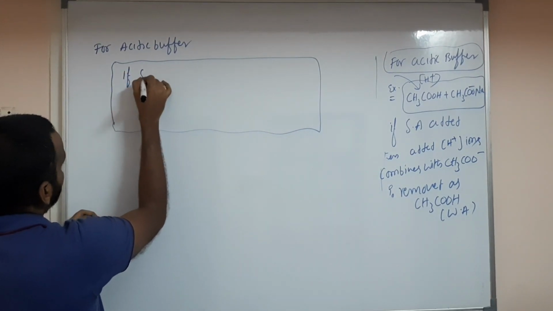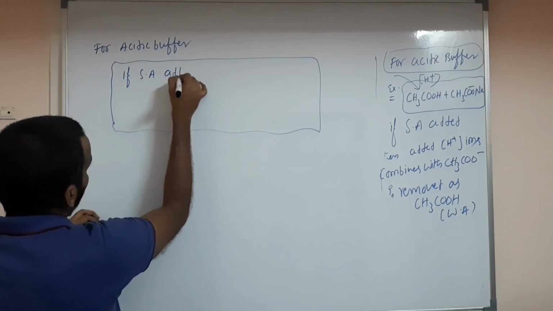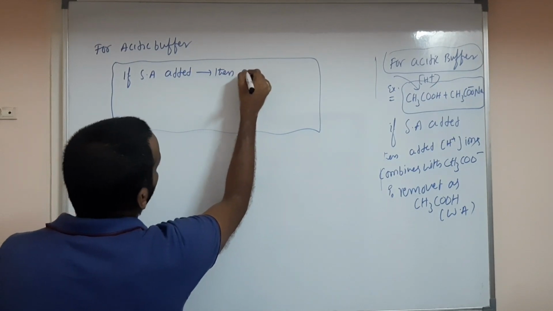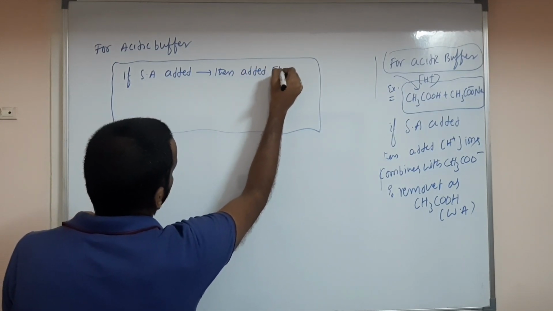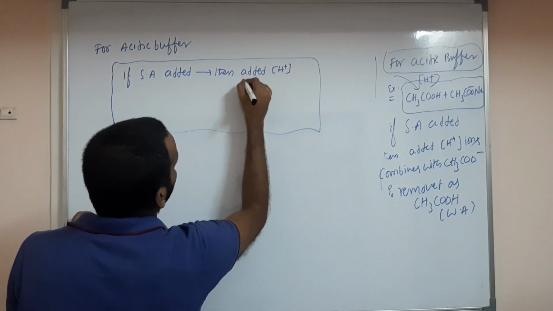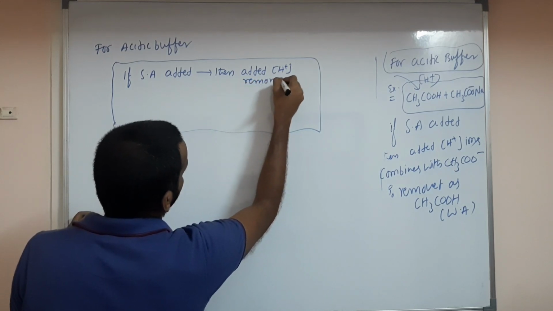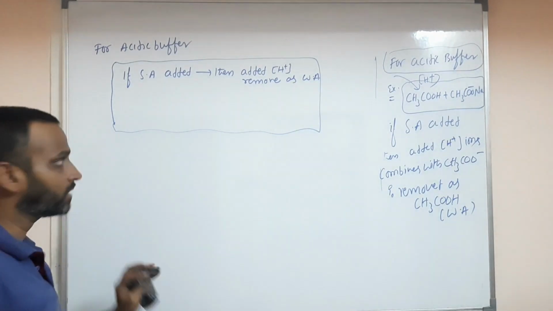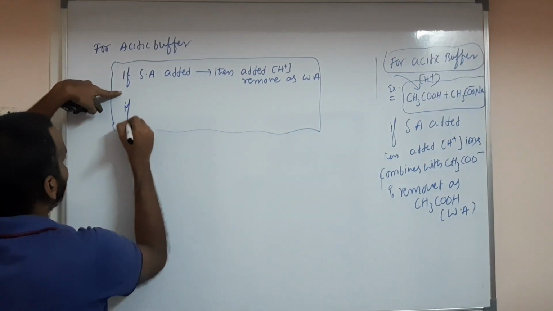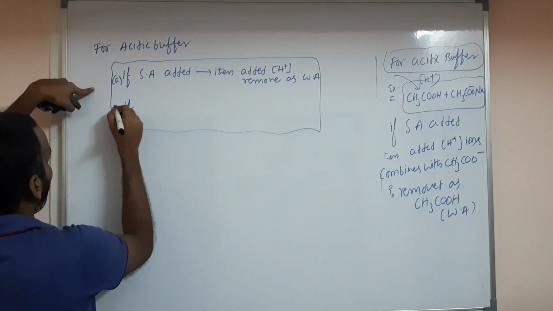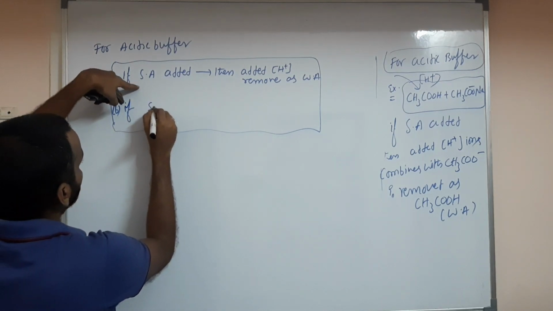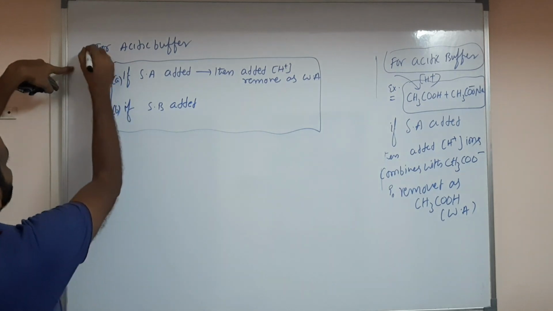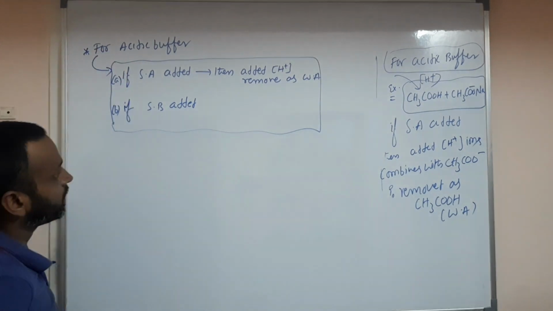If strong acid is added, then the added H plus is removed as a weak acid, any weak acid. Clear? Second point: if a strong base is added, for an acidic buffer, I am telling all these things.